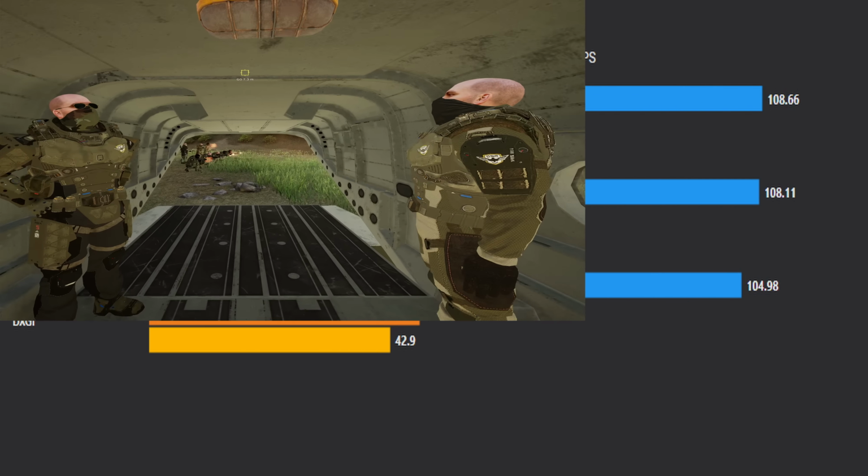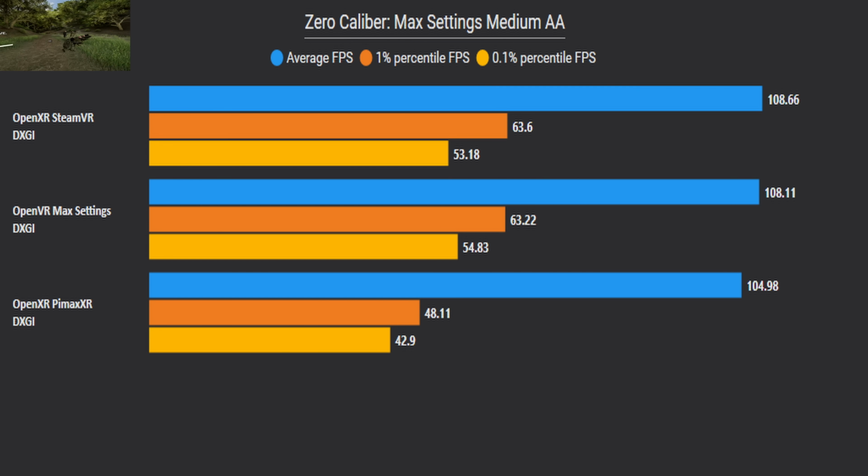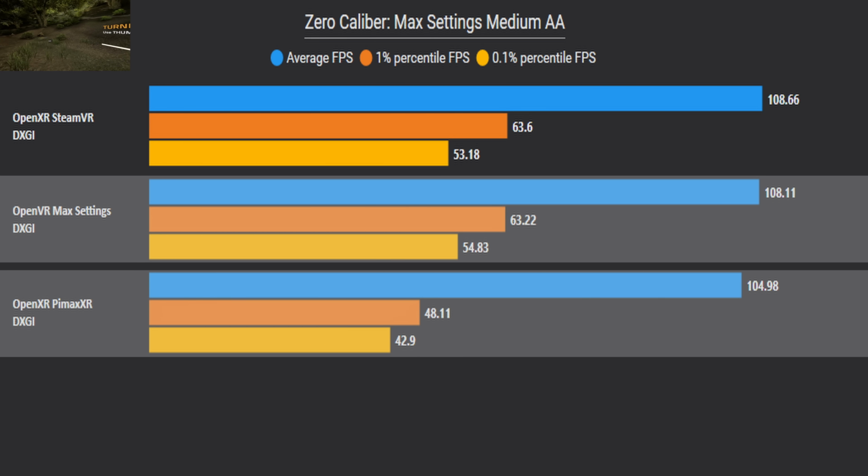Next up is Zero Caliber. SteamVR's two options are basically identical, so I'm going to be focusing on OVR versus PimaxXR here. While OVR only had 3% improved FPS, 108.11 versus PimaxXR's 104.98, in the lows, it demolishes PimaxXR in what is the most brutal blowout so far.